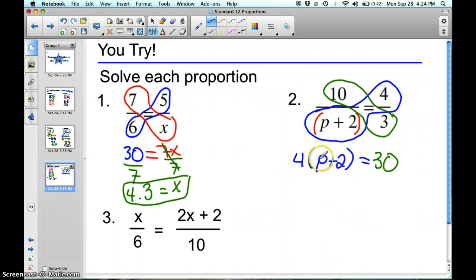Now anytime I see parentheses like this, I know I need to distribute. 4 times p gives me 4p. And 4 times 2, 4 times a positive 2 gives me a positive 8. So I write plus 8 equals 30.